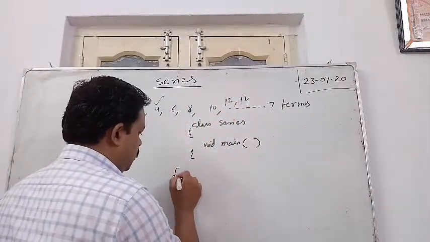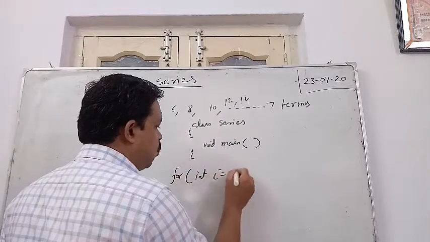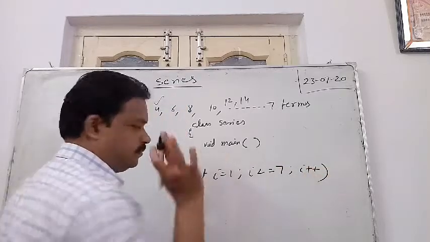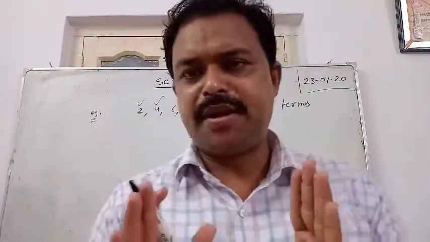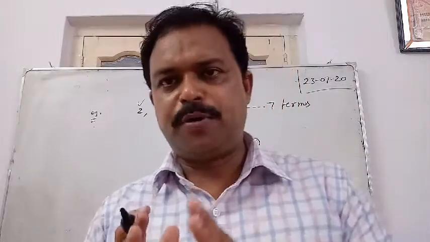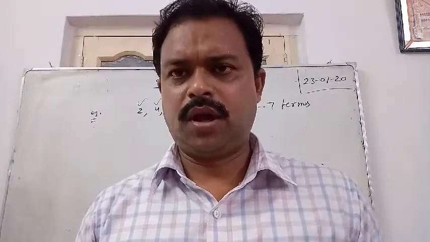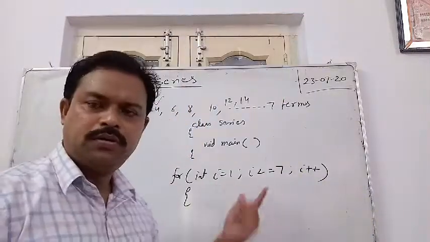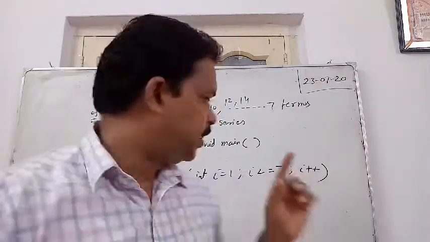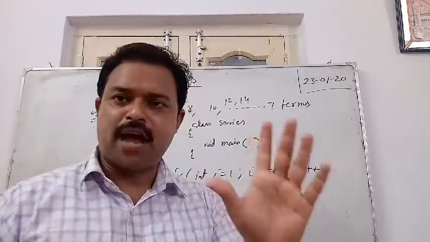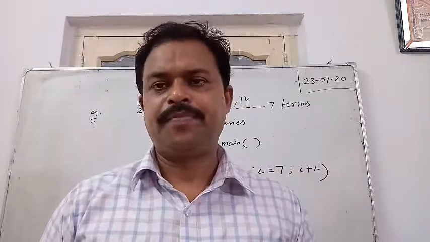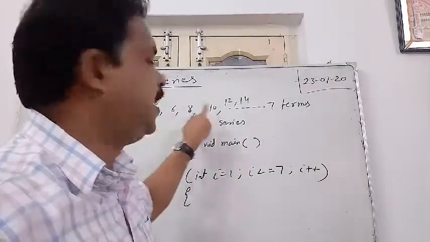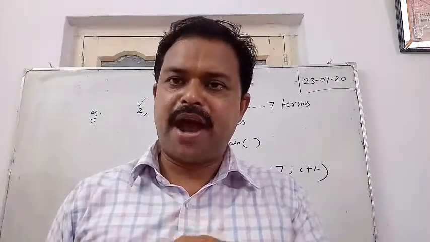See, make one loop 1 to 7, I plus plus. Very simple, I am telling you the logic. Don't make your program unnecessarily complicated. Make one loop for number of terms. Can you tell me how many times this loop will execute? 7 times. Okay. In these 7 times, I have to print values 2, 4, 6, 8.